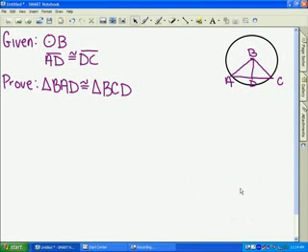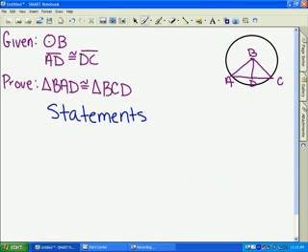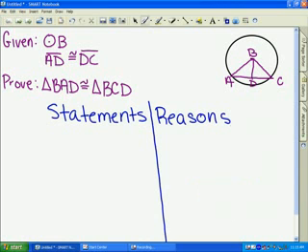Okay, this is the first problem on our classwork, proof practice. What's the first step we do when we complete any proof? Statements and reasons. So always start with your chart, statements and reasons. Now the first statement will always come from our given.